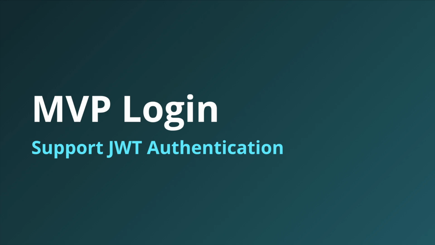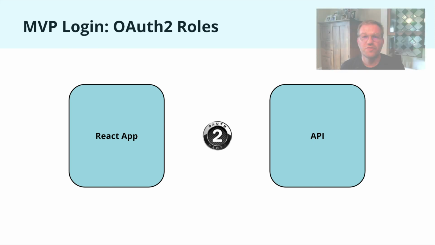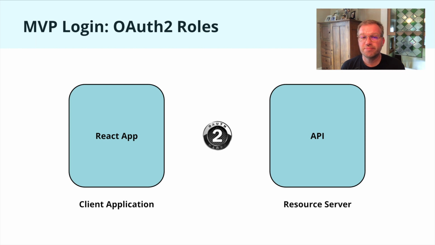Early efforts in an application for login support consisted of a JWT authentication scheme that was one-time use. For our MVP login, we could break down two of the main components using these OAuth 2 roles. For our front end, our React app, we had a client application, and the API was the resource server. Also, in the early stage of development, it was completely reasonable to expect that the API would also serve as our authorization server.